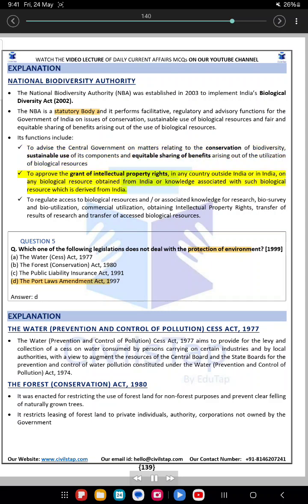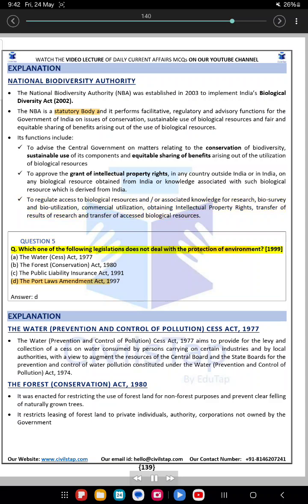To approve the grant of intellectual property rights, in any country outside India or in India, on any biological resource obtained from India or knowledge associated with such biological resource which is derived from India. To regulate access to biological resources and or associated knowledge for research, biosurvey and bioutilization, commercial utilization, obtaining intellectual property rights, transfer of results of research and transfer of accessed biological resources.